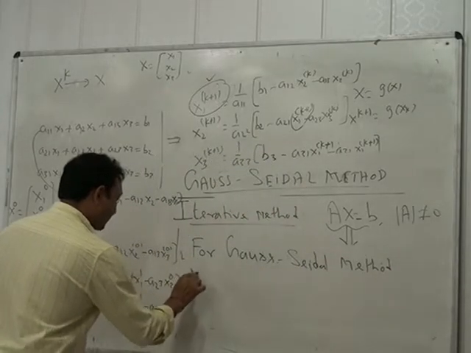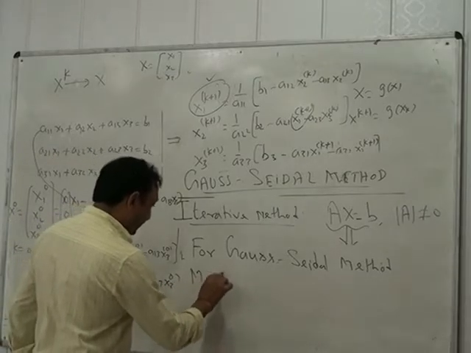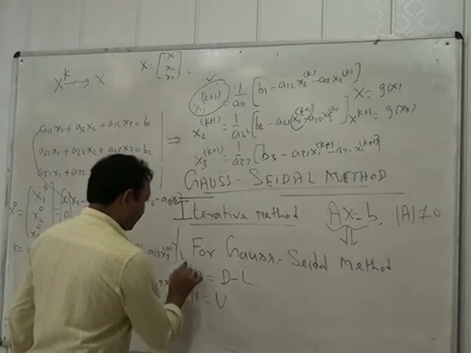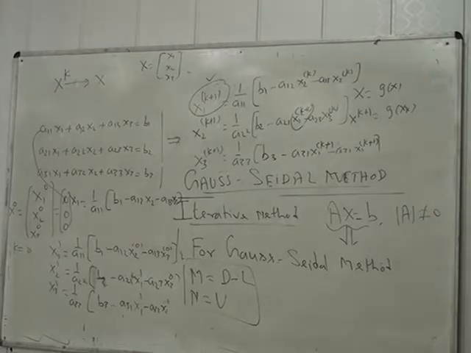My M, I think, is D minus L. That you can verify, and N is U. That's all. That's what, because it doesn't depend. See, people have not thought like I am explaining to you, right? They thought like this: what are the possible choices of M and N? And that was the answer.